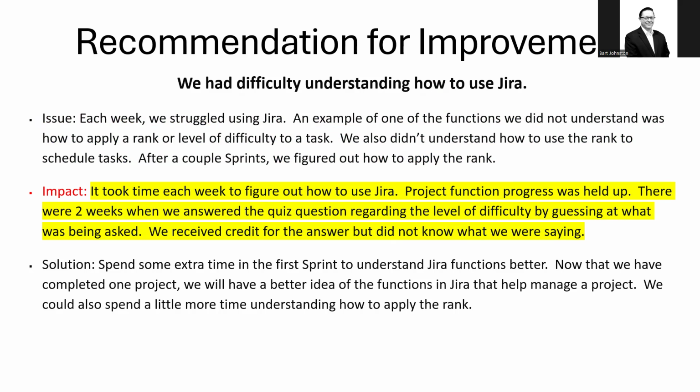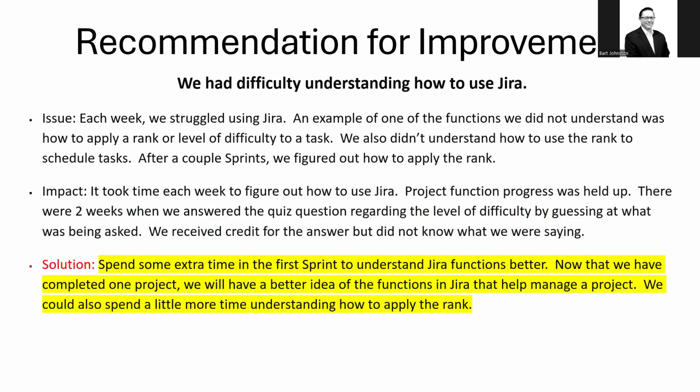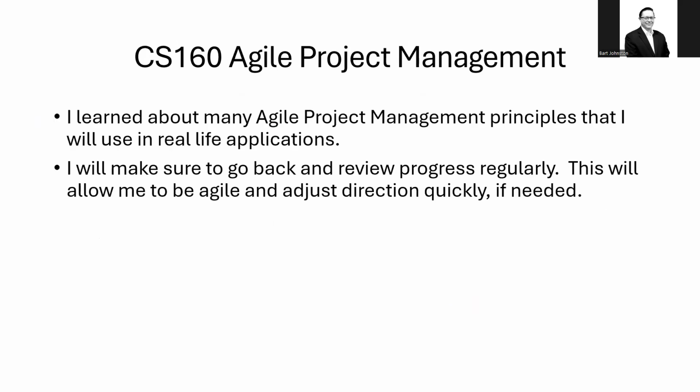There were 2 weeks when we answered the quiz question regarding the level of difficulty by guessing at what was being asked. We received credit for the answer, but did not know what we were saying. The solution we found was to spend extra time in the first sprint to understand Jira functions better. Now that we have completed one project, we will have a better idea of the functions in Jira to help manage a project. We could also spend a little more time understanding how to apply the rank.